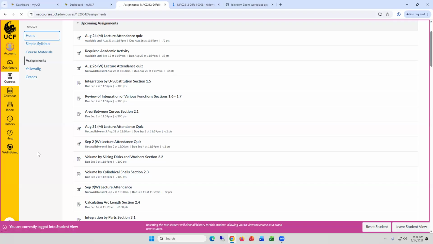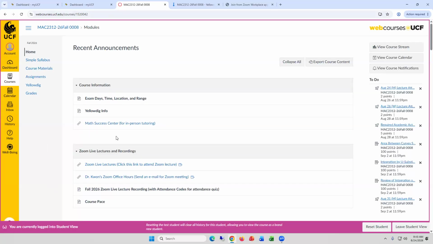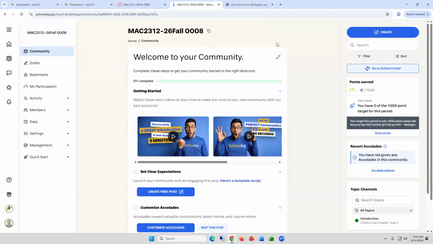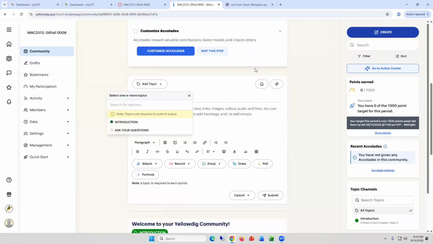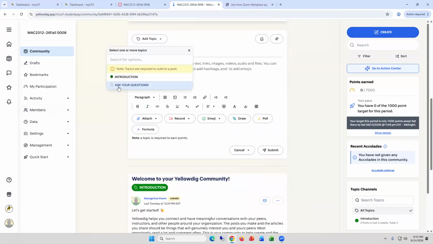We have a class discussion board, which will be Yellowdig. You can click here, and then you will go to Yellowdig. And what will happen is on Yellowdig, you can create or ask questions, course general questions, and they can be mathematical questions also. And then what you have to do is click here, ask your questions, and then you will write your question.